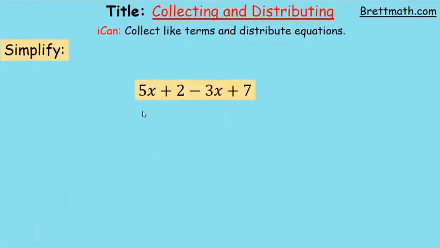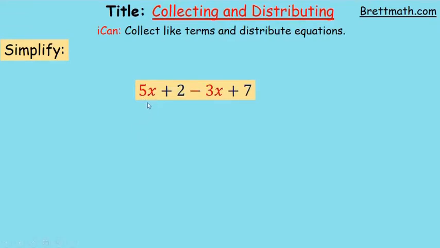So we've been asked to collect the like terms in 5x plus 2 and then minus 3x plus 7. The first thing I like to do is highlight however I can the like terms. They are the terms that are similar to each other.